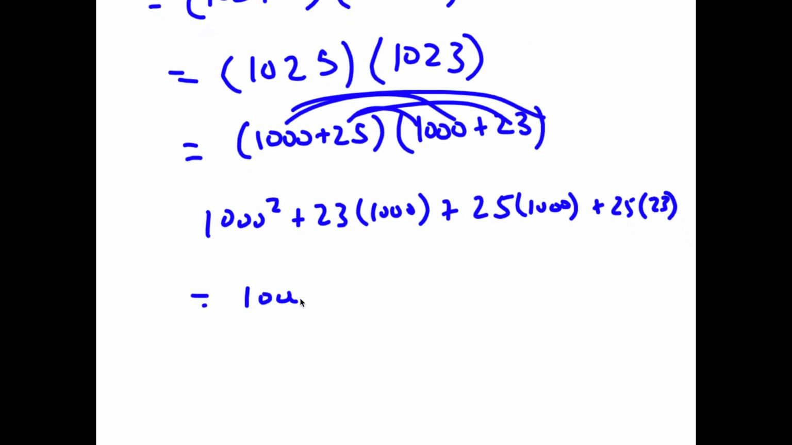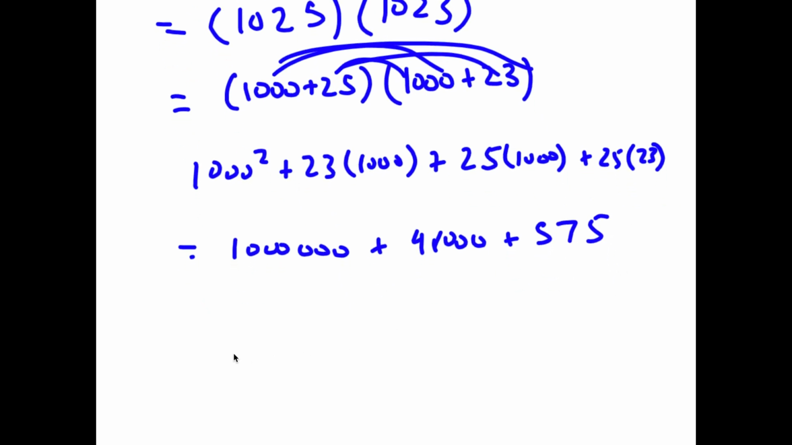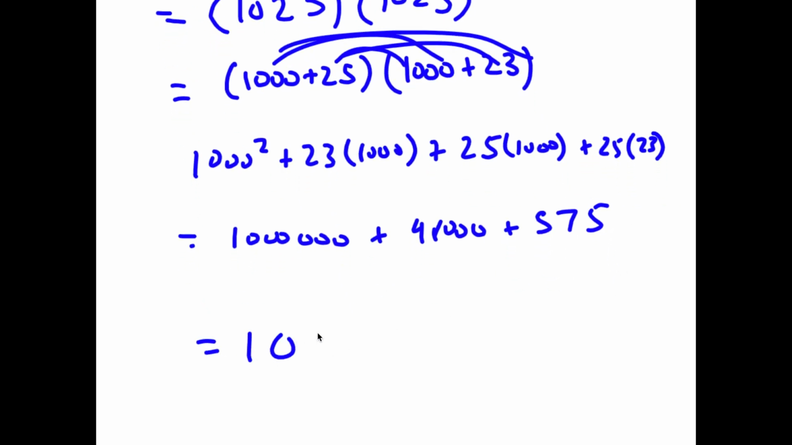This is equal to 1 million plus 23,000 plus 25,000 is 48,000, plus 25 times 23 is 575. And this is equal to 1,048,575.